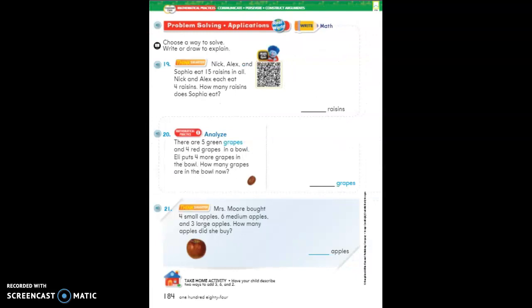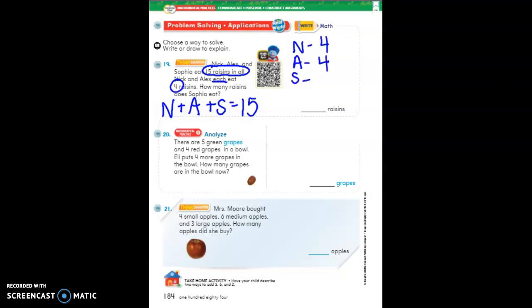Now this page has 3 problems. We are going to do those together right now. I'm going to get you started on them. So number 19 says Nick, Alex, and Sophia eat 15 raisins in all. So there's 3 kids. So Nick plus Alex plus Sophia equal 15 raisins in all. Nick and Alex each eat 4 raisins. So we have Nick, Alex, and Sophia. So Nick and Alex each eat 4. How many raisins does Sophia eat?